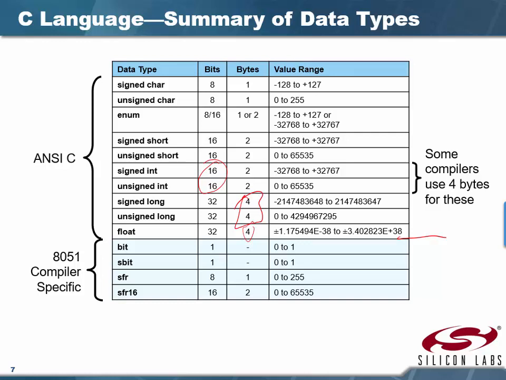And then we have four new types. One is a bit and an sbit, and they're actually the same. And then we have special function registers as a new type. That's an 8-bit variable, and special function register means that it equates to an address in the special function register set.